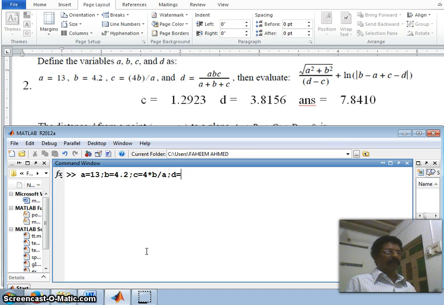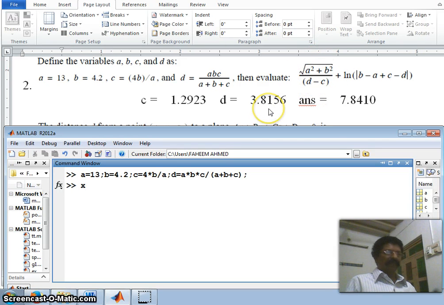Then d is equal to a multiplied by b multiplied by c, divided by the entire denominator, which consists of a plus d plus c. Alright, this is my d. Now, what do we have to evaluate? We have to evaluate this one. I will take this one as a term.